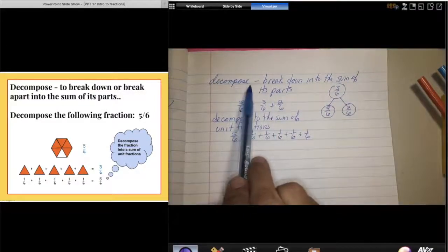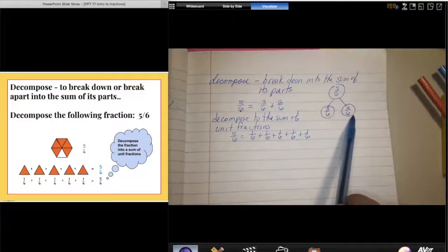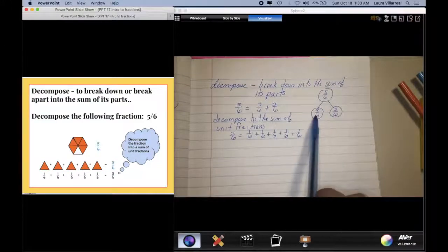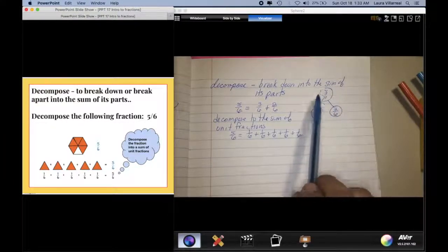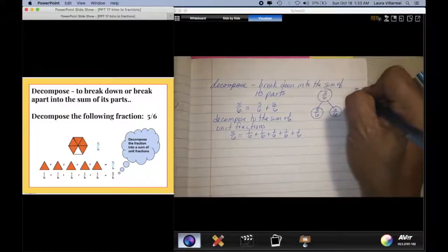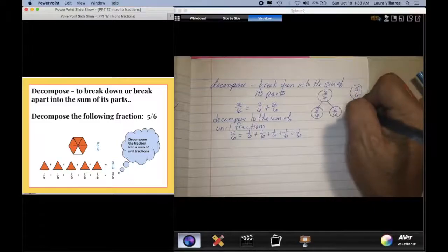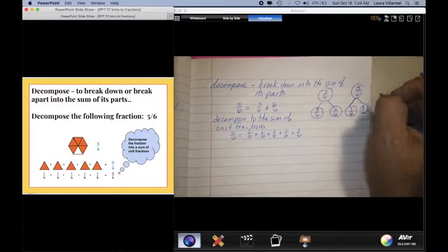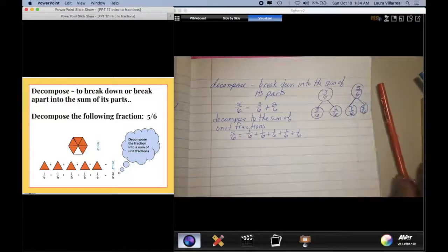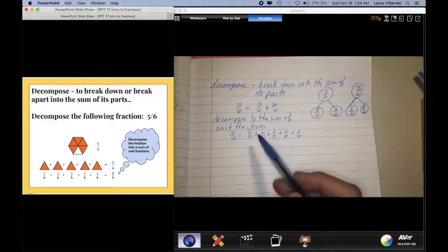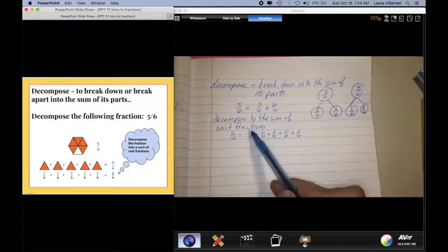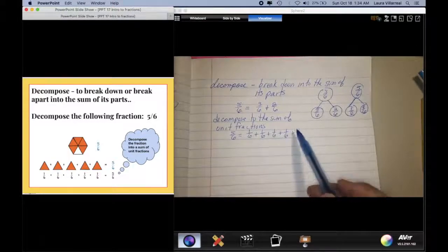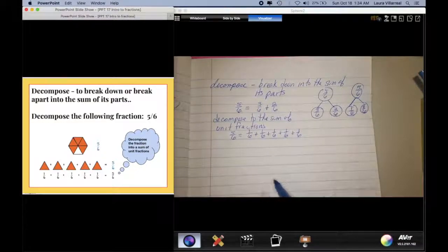So decompose means to break it apart. We can set up a number bond, a graphic organizer, to show the relationship of how the 5/6 is split apart. And you could use different combinations. I could have a 5/6 over here, and let's put 1/6 and 4/6, as long as it adds up to 5/6. However, if it specifically asks for unit fractions, then the numerator must be 1. 1, 2, 3, 4, 5. I have 5 unit fractions.